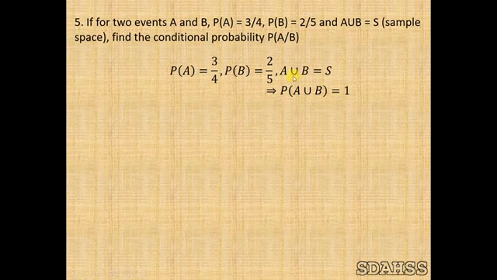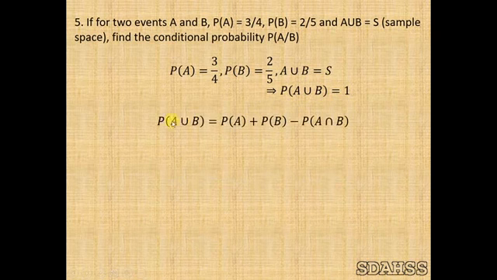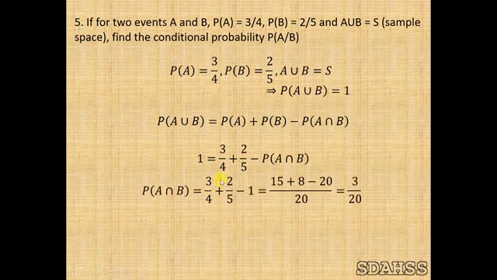probability on both sides. Then you have P of A union B is equal to P of S. But we know that P of S is equal to 1. So P of A union B is equal to 1. Similarly, P of A union B is equal to P of A plus P of B minus P of A intersection B. Substitute the values. Here 1 is equal to 3 by 4 plus 2 by 5 minus P of A intersection B. Now P of A intersection B is equal to 3 by 4 plus 2 by 5 minus 1.